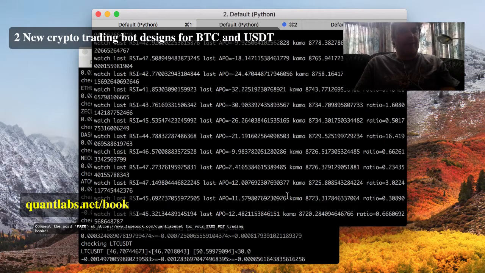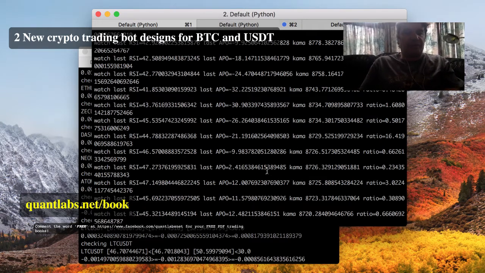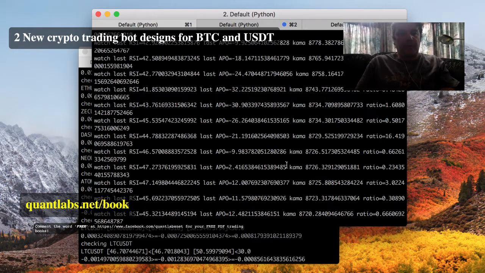And you can get that through TA-Lib, as I showed earlier. So that's some of the challenges you'll face with Bitcoin. And this is the Bitcoin bot that I've got running right now. Okay, so that's number one.